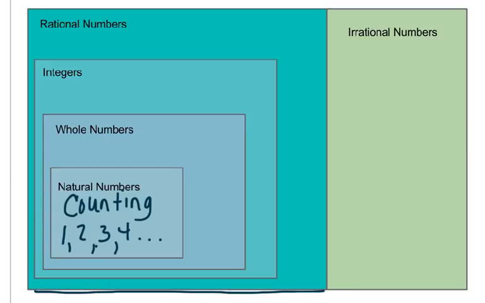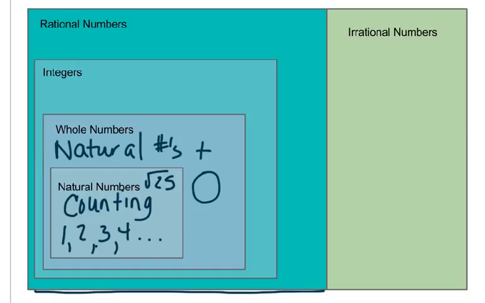Okay? Whole numbers are natural numbers plus the number 0. And I wanted to tell you that also under natural numbers, things like the square root of 25, that's a natural number, because when you find the square root it is 5, which is a counting number. Okay? So whole numbers are the same thing as counting numbers, they're all positives, plus you add the number 0.